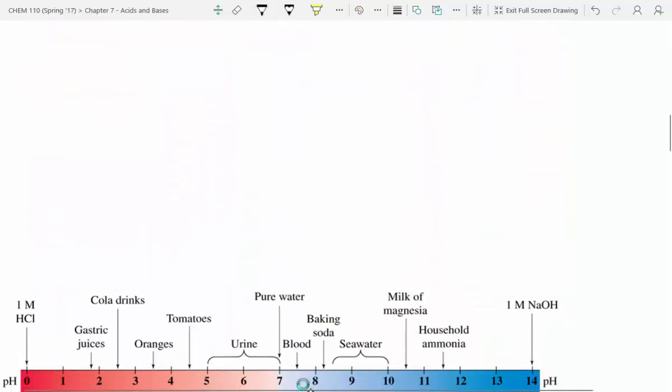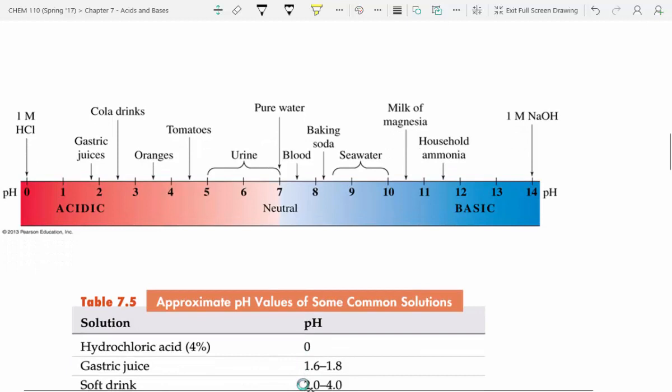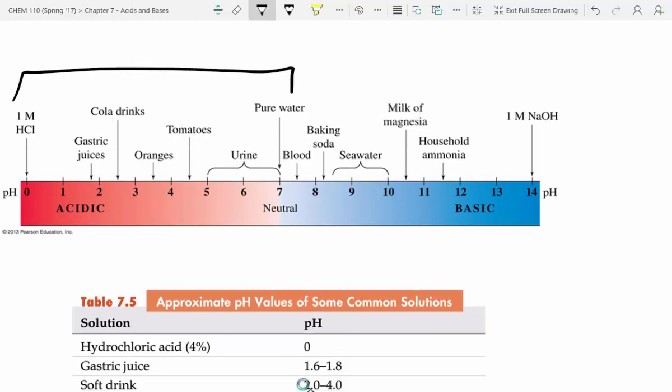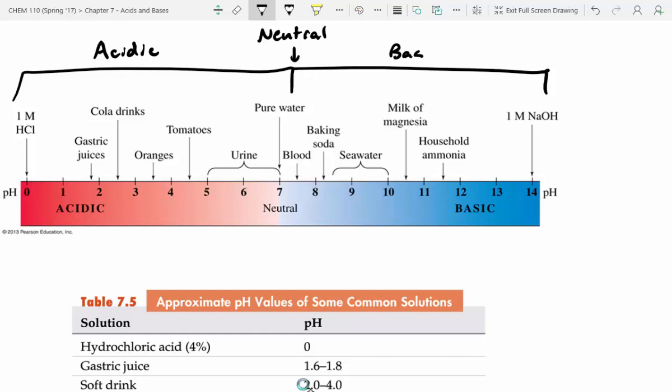So if we look at a normal pH scale, it looks more like this, right? And we said in this region, between 0 and 7, this is acidic. At a pH of 7, it's neutral. And anything that's greater than 7 is going to be basic.